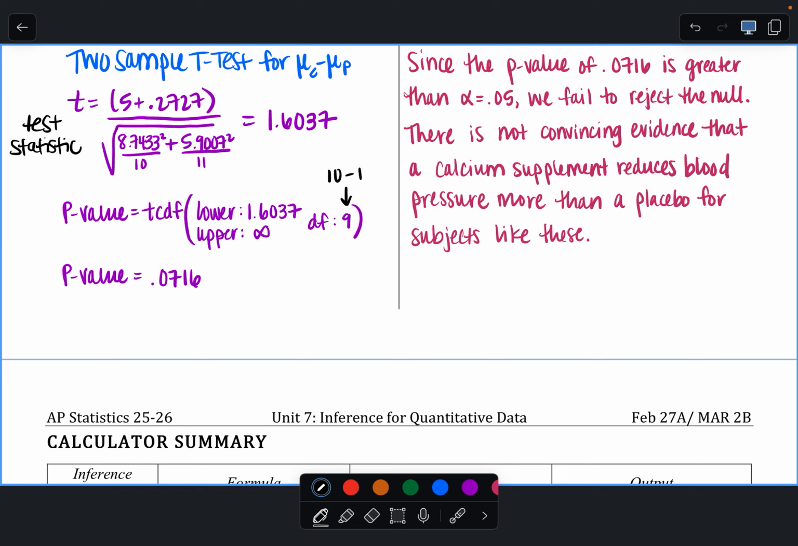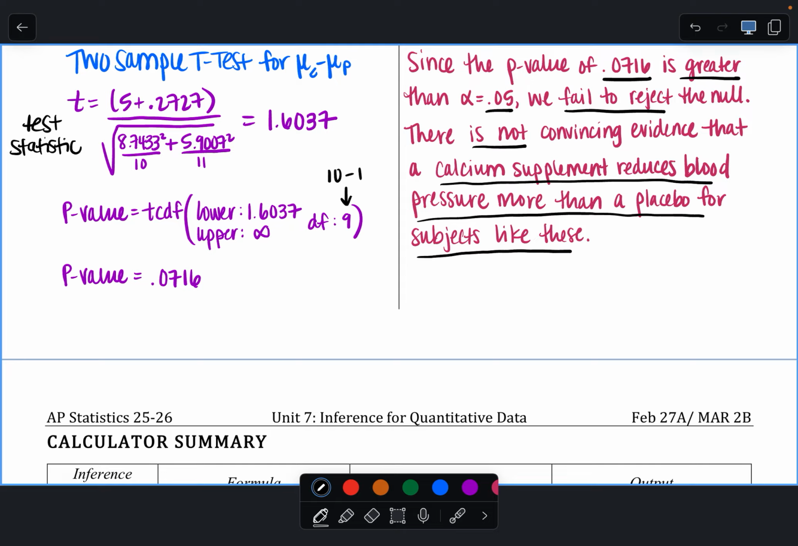So since the p-value of 0.0716 is greater than alpha equals 0.05, we fail to reject. There is not convincing evidence that, and here is where I go in and plug in my context, a calcium supplement reduces blood pressure more than a placebo for subjects like these. Because there is a 7% chance of us getting this particular sample, which would lead us to saying that it's pretty likely to happen just from random chance alone.